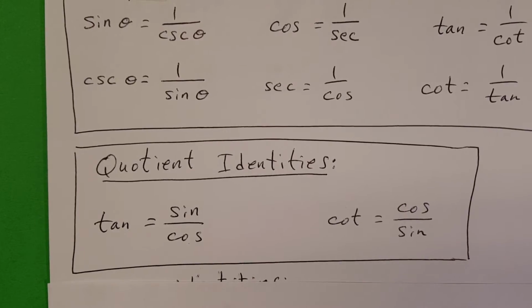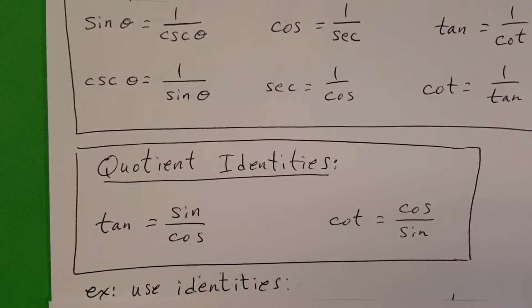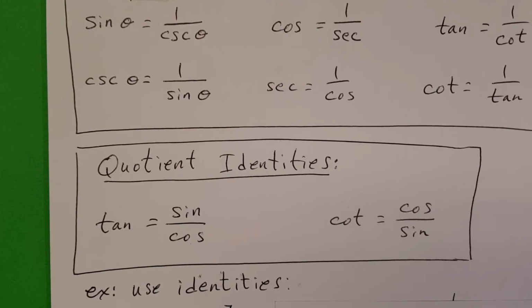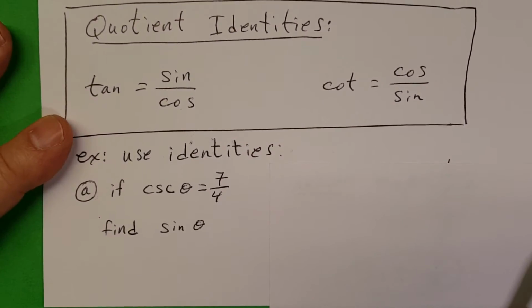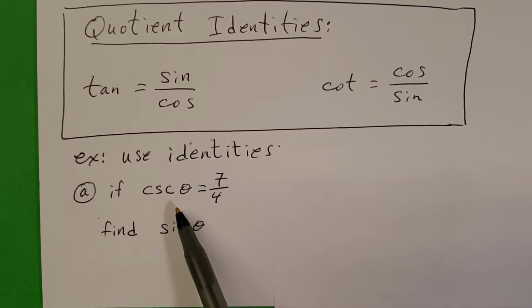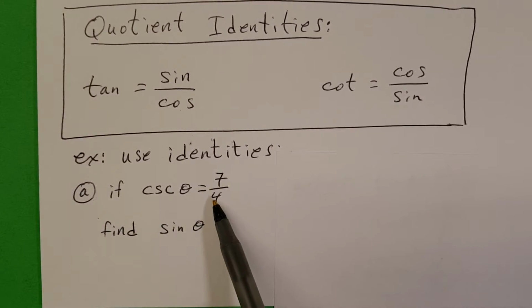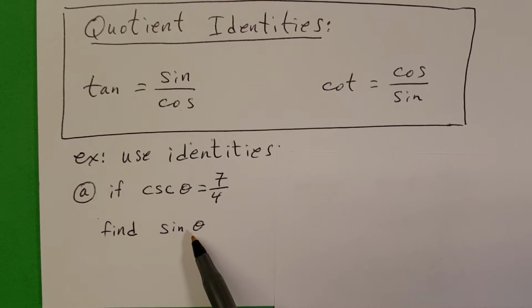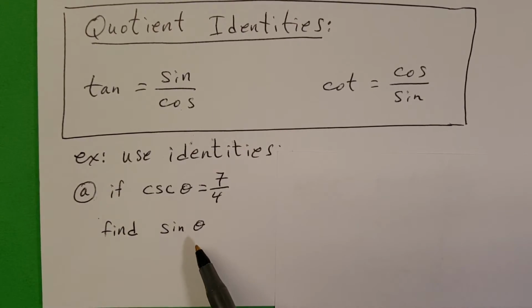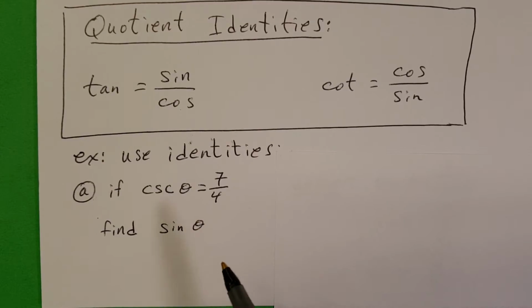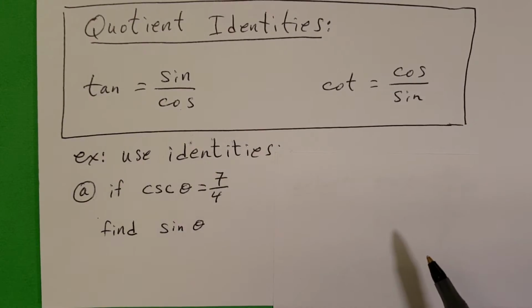Okay, so let's do a couple of examples. Let's start off with a very easy one. We're going to use identities. If cosecant theta is 7 over 4, then what would sine of theta be? Right? Well, we don't want to do the inverse, right? Do the inverse button and find what theta is, and then once you know what theta is, do sine of the angle. Okay?